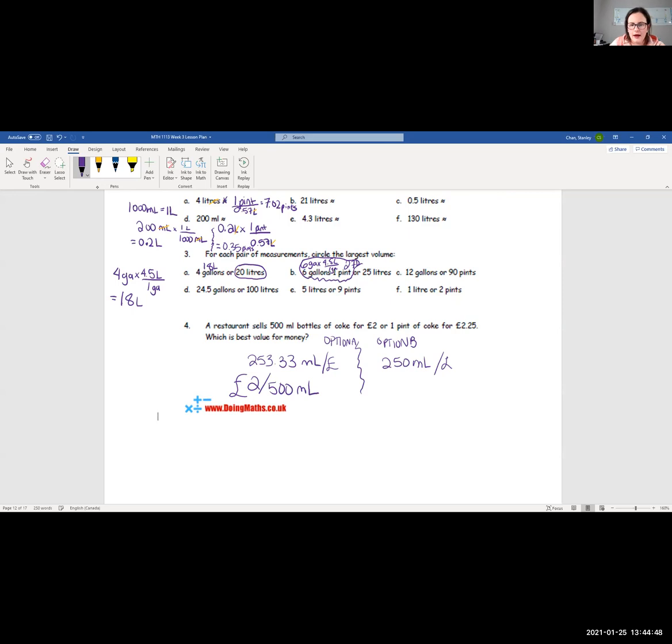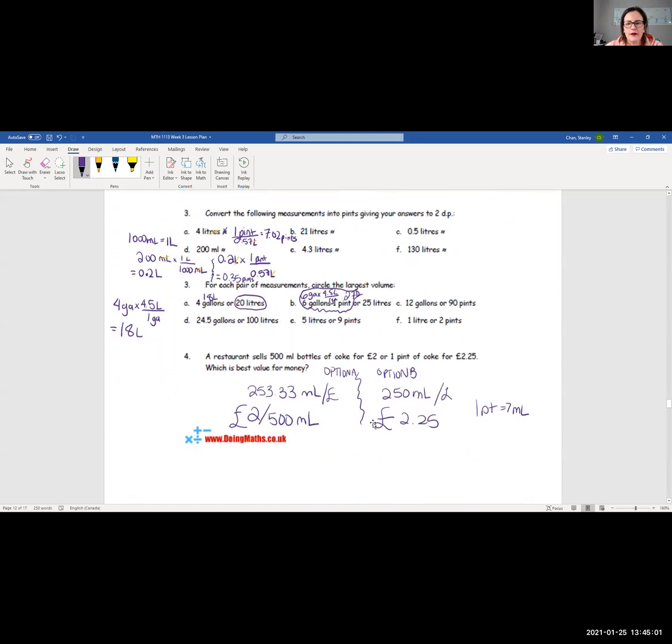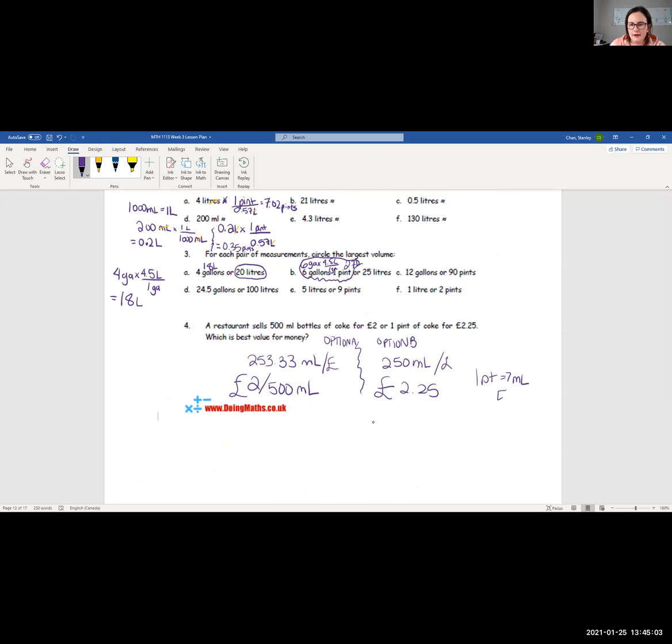And then over off to this side, I would have done 2.25 and then converted 1 pint into milliliters. So 1 pint is equal to 570 mils. So I would have divided that by 570 milliliters. And then this would have given me dollars per mil, right? So 2 over 500.